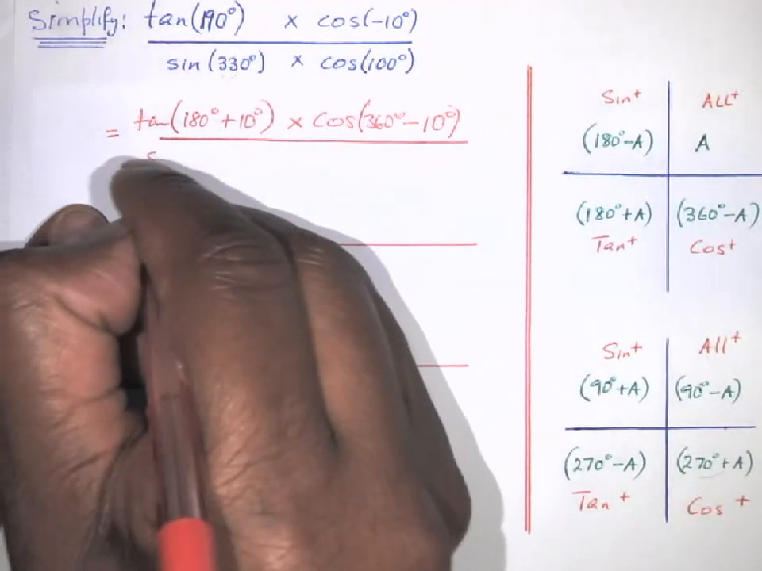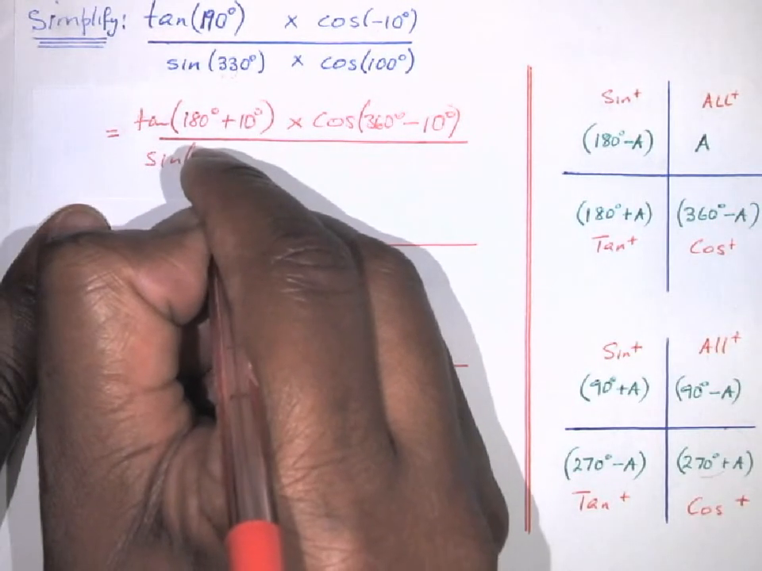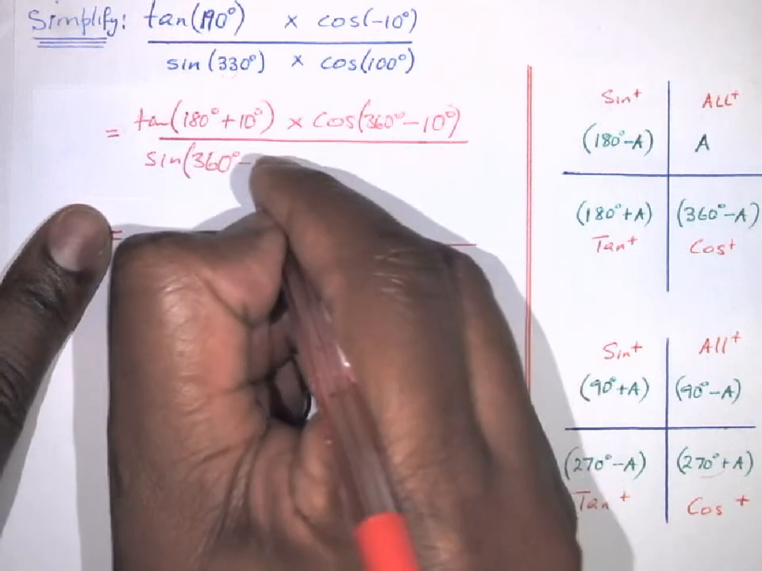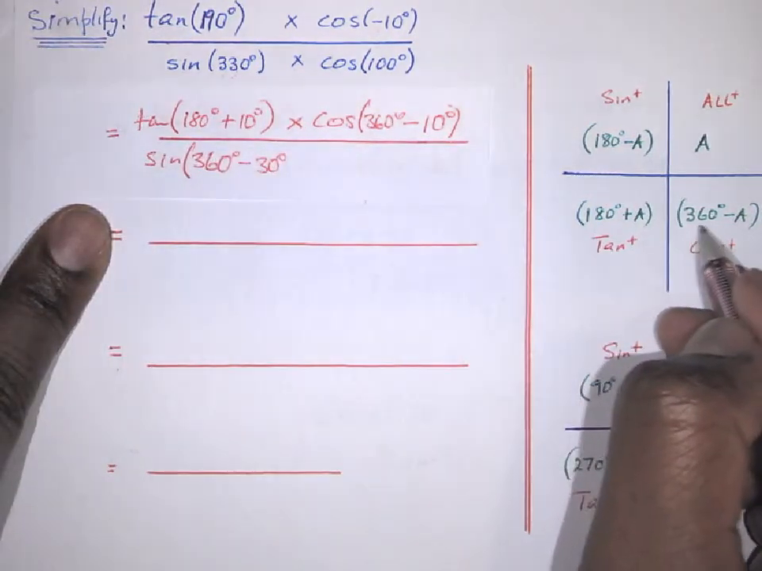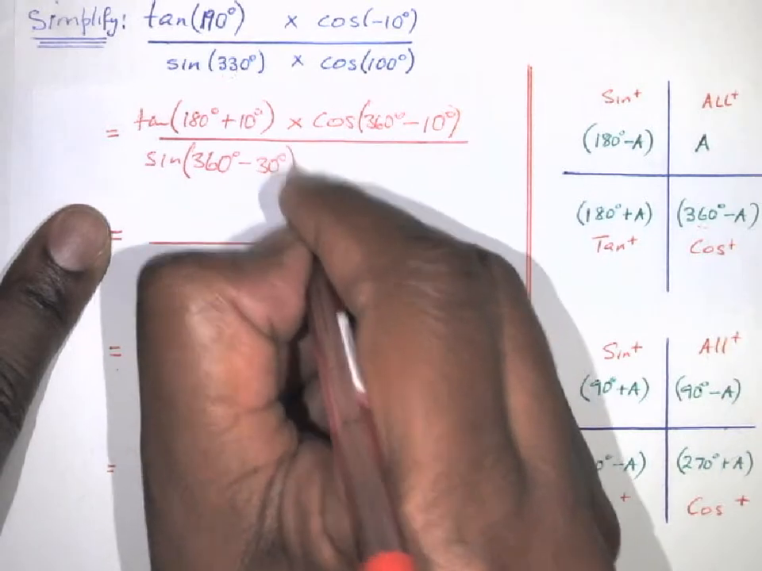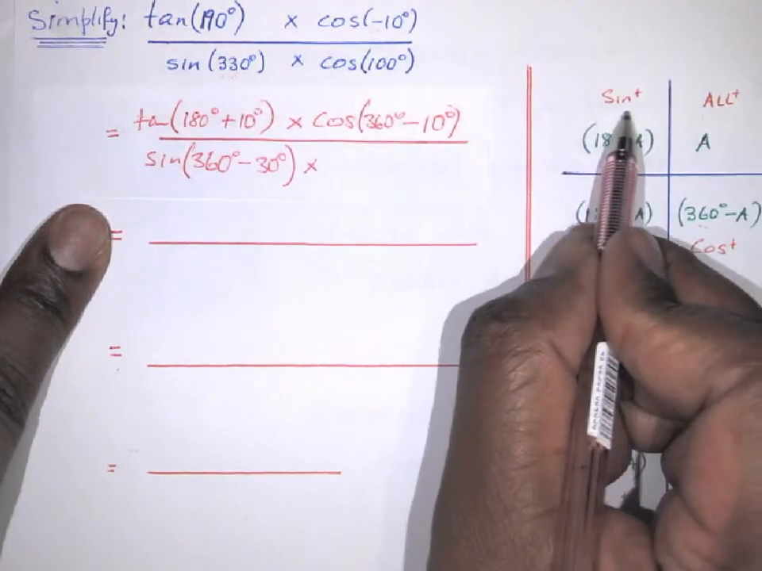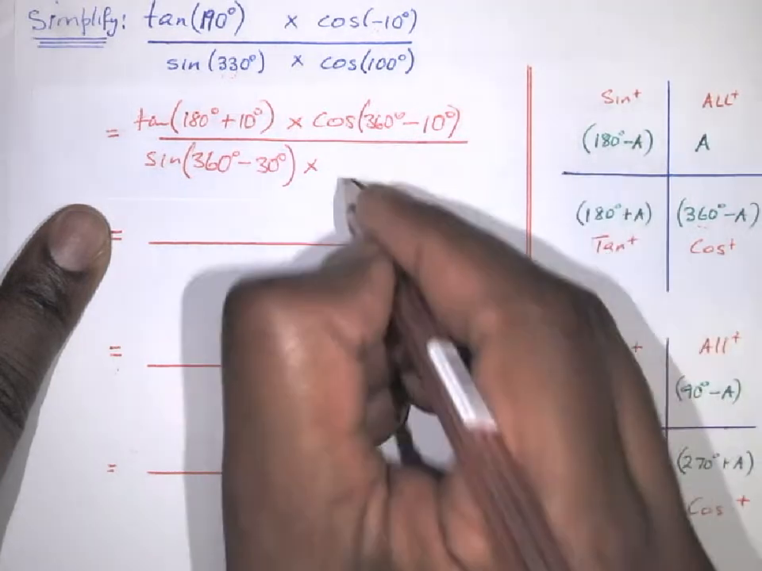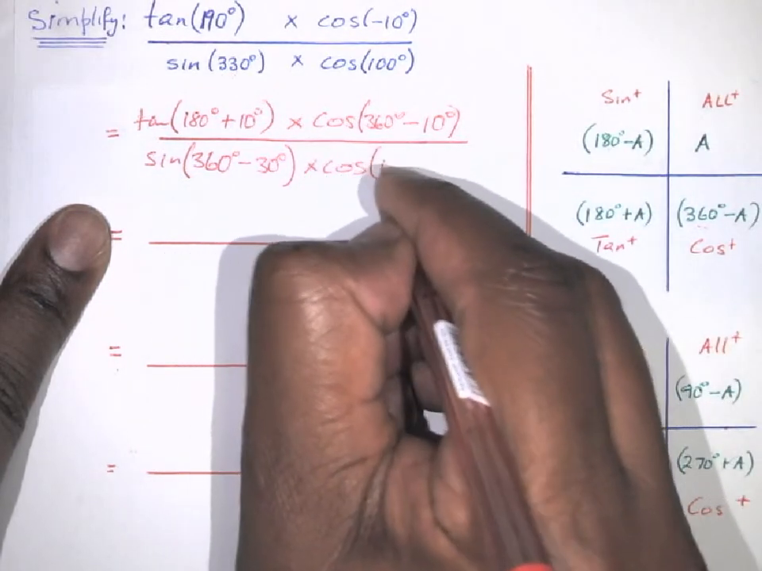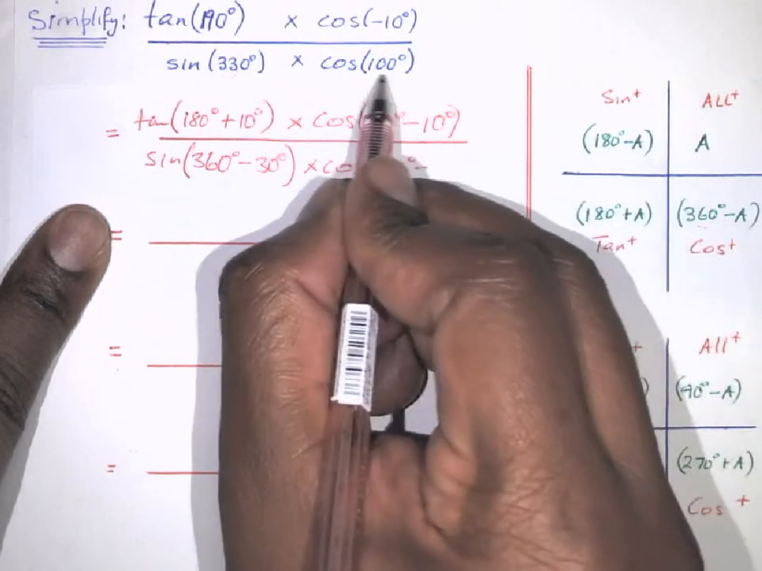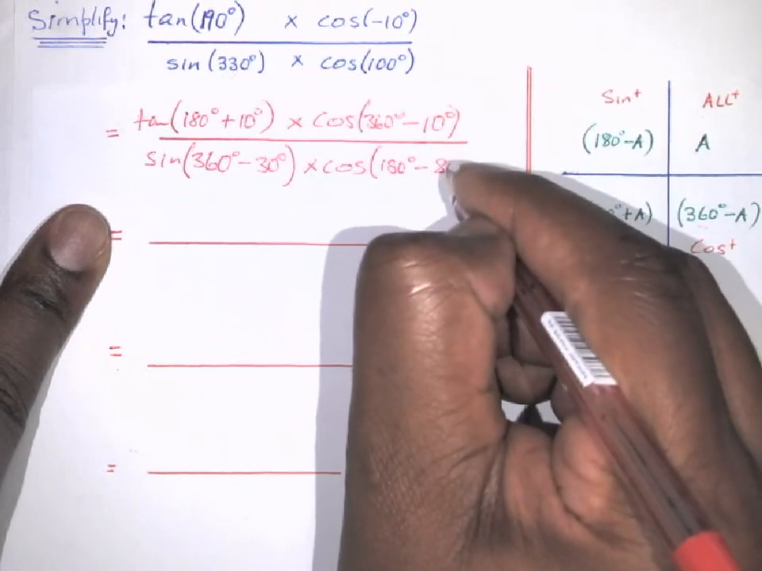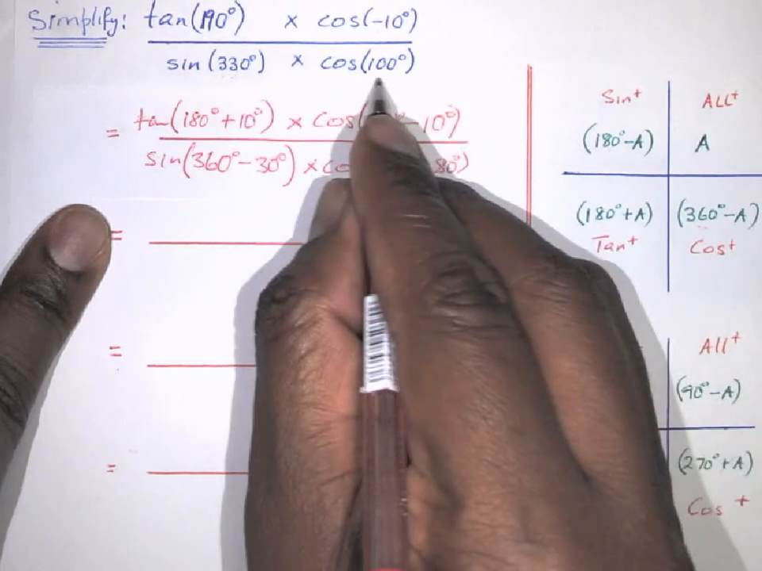I will write it as sine of 360 degrees minus 30 degrees. I use the angle over there, so then times cos 100 degrees. 100 degrees is here, so I'll say 180 minus something, so this is cos of 180 degrees minus, what is that? It is minus 80 degrees. 180 minus 80 is 100 degrees.